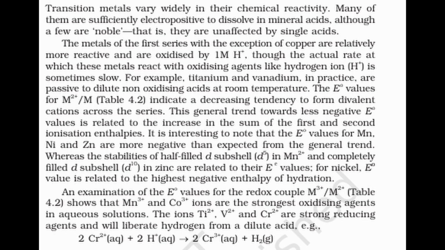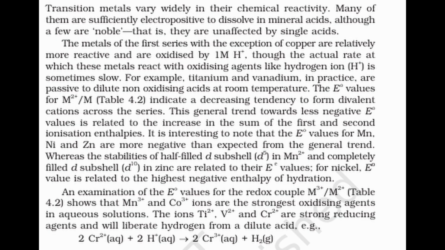Across the series, the tendency of metals to form M2+ ions gradually decreases. This is reflected in their standard electrode potentials becoming less negative from left to right. The reason behind this trend is the steady increase in the sum of the first and second ionization enthalpies. However, manganese, nickel, and zinc interrupt this smooth pattern. Their E0 values are more negative than expected.